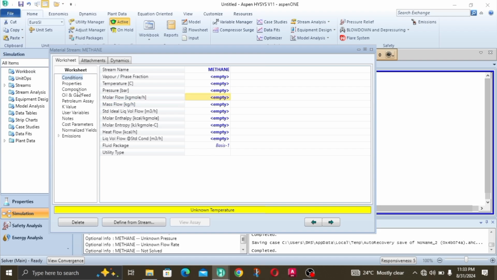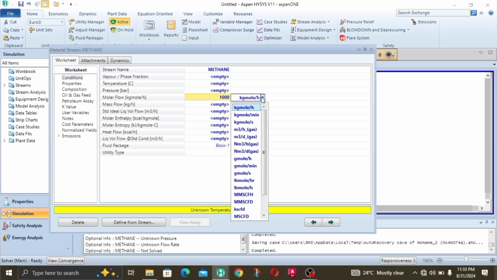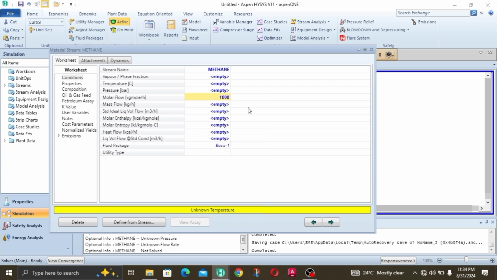Let me show you what I mean. Remember that we are working with mole fraction basis. So to keep things simple, we would work with the molar flow, attaching a value of 1000 kilomole per hour. You can see the units here. This is the SI unit, and you could change it to whatever you wish: gram mole per hour, million standard cubic feet per hour, million standard cubic feet per day. It doesn't have to be anything specific. Whichever you find more convenient, you could use. But for me, I love sticking with the SI unit, so we would work with kilogram mole per hour.